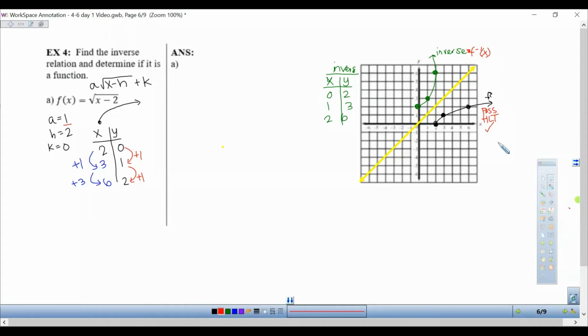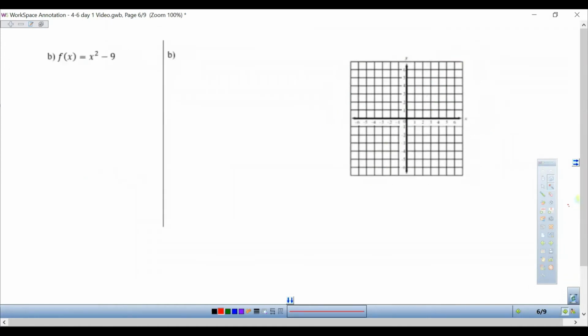Okay, so let's look at one more example of this before we go back and find the equation of these. So remember that the fact that this passes the horizontal line test tells us that this function passes the vertical line test. And so I know that since this passes the vertical line test, that graph is a function. Okay, so last one we've got f of x is x squared minus 9.